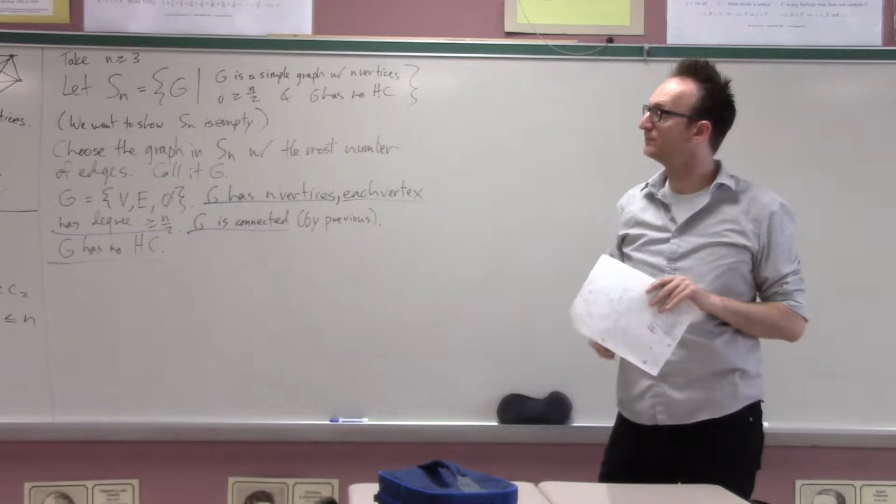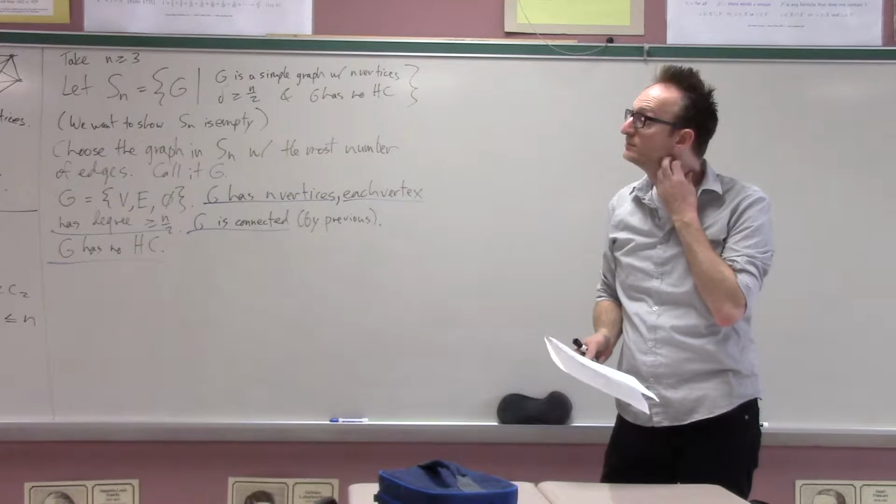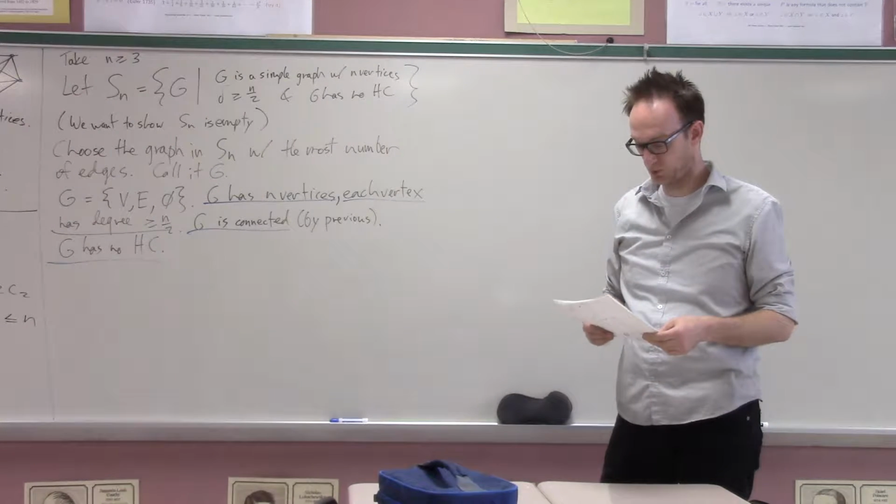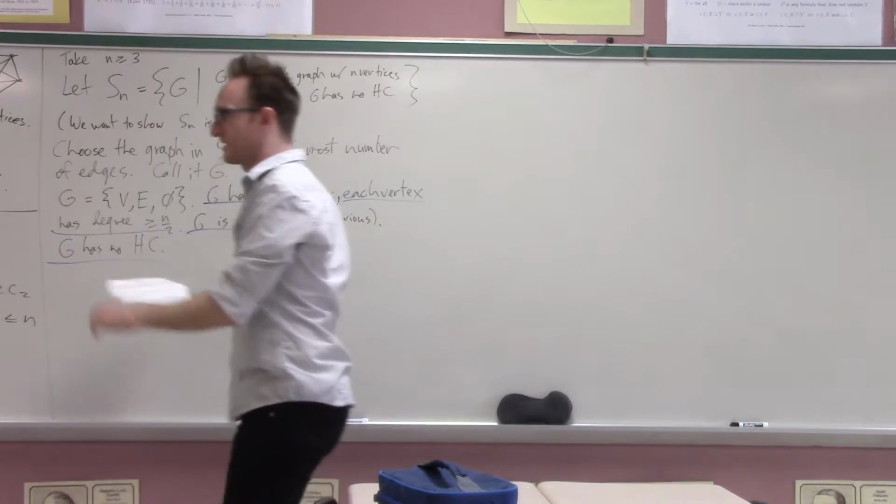When you add an edge, does that disrupt an arbitrary one? How do you know you can construct a Hamiltonian cycle? Yeah, it's not obvious at all. That's why this is a hard proof.